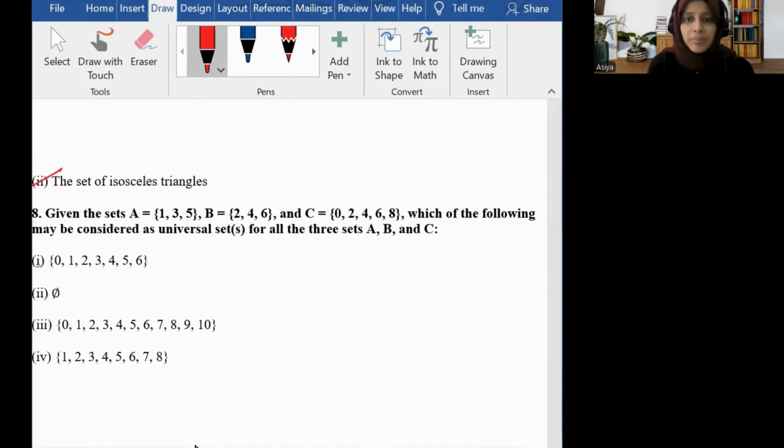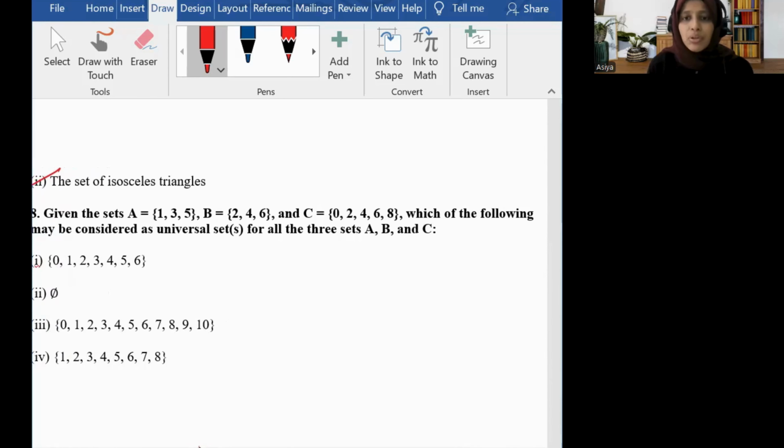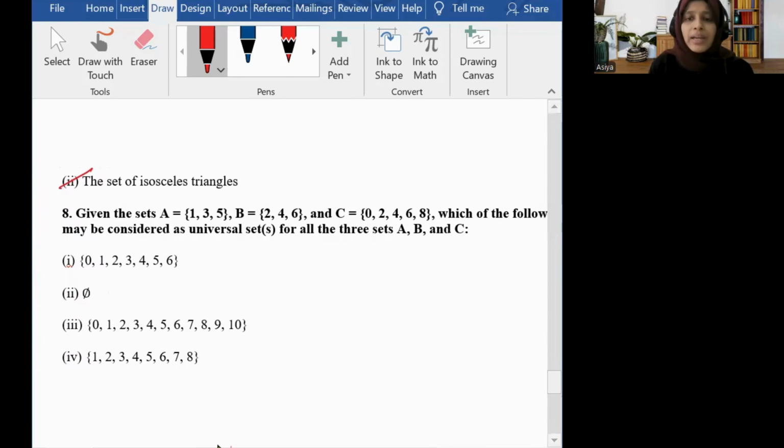Now, what do we have to do in this eighth problem? Given sets A: 1, 3, 5 and B: 2, 4, 6 and C. Which of the following may be considered as universal sets for all three sets A, B, C? Okay. Now I need to write a universal set of A, B and C altogether. Let's see. What is a universal set? It should contain elements of all the related sets without repeating. Let us check. Now, 1, 3, 5, these are odd numbers, and 2, 4, 6 even numbers. And so now what are my numbers? Let us write down here.